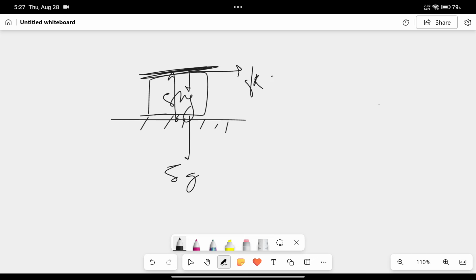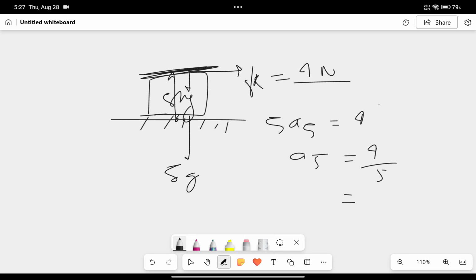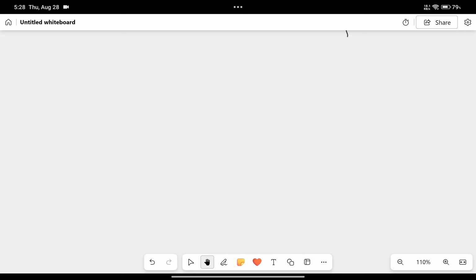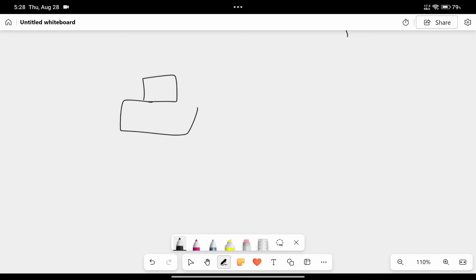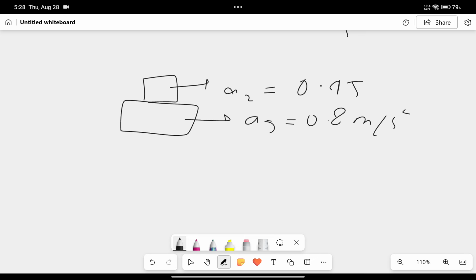So basically, if it is kinetic friction which has a value of 4 Newton, we can make the FBD of it. So only horizontal force is 4 Newton. So we'll write that 5 into acceleration of 5 will be equal to 4. That will come out to be 4 upon 5, which is definitely how much? 0.8. So this means that acceleration of 5 is 0.8, while the acceleration of the 2 kg block was just 0.45. So it moves with acceleration of 0.8 meter per second square, and this moves with acceleration of 0.45 meter per second square.